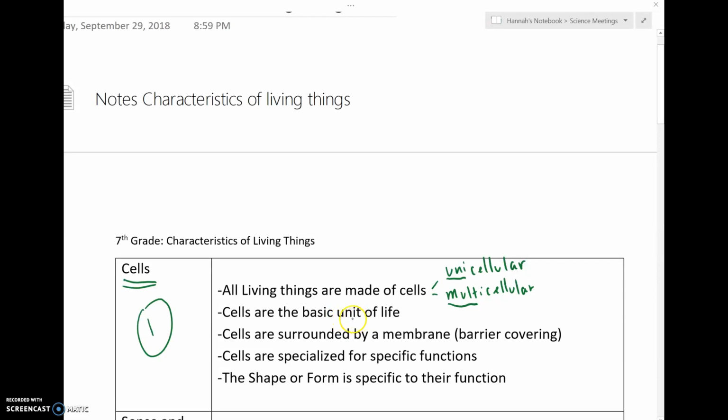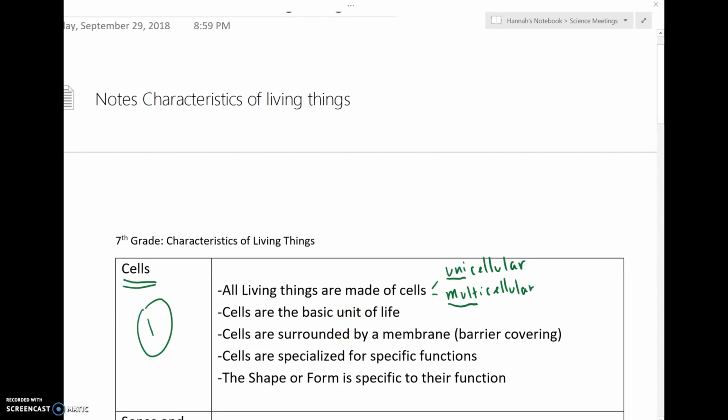Alright, cells are also the basic unit of life. We talked about atoms as units, the smallest units of matter. Cells are significantly bigger than atoms, but they're the smallest whole living thing. Nothing smaller than a cell can live all on its own.